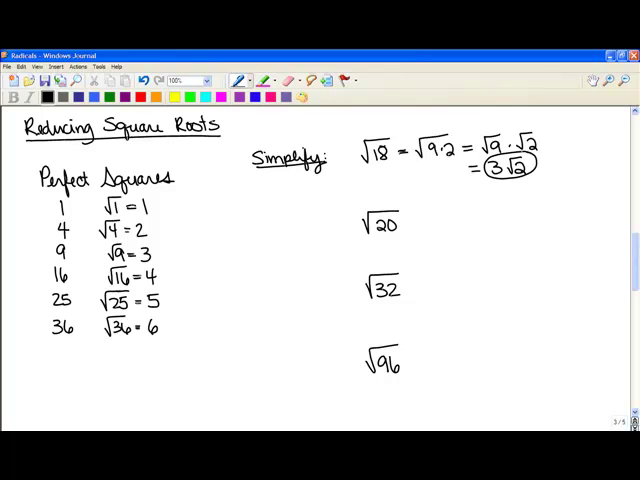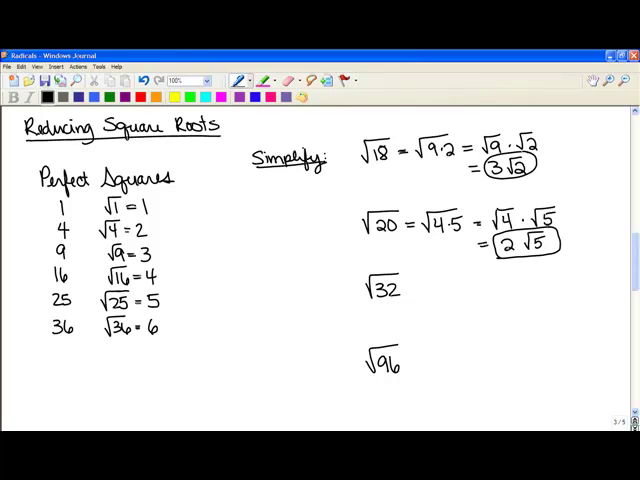The square root of 20 is next. Think about what perfect square would go into 20. Well, 4 times 5 is 20. So we could separate that out into the square root of 4 times the square root of 5. The square root of 4 is 2. And I don't know what the square root of 5 is. So we'll write 2 square roots of 5 for the answer.